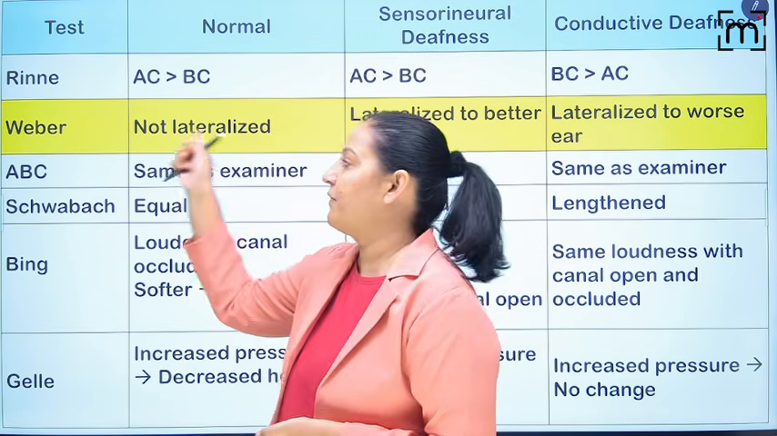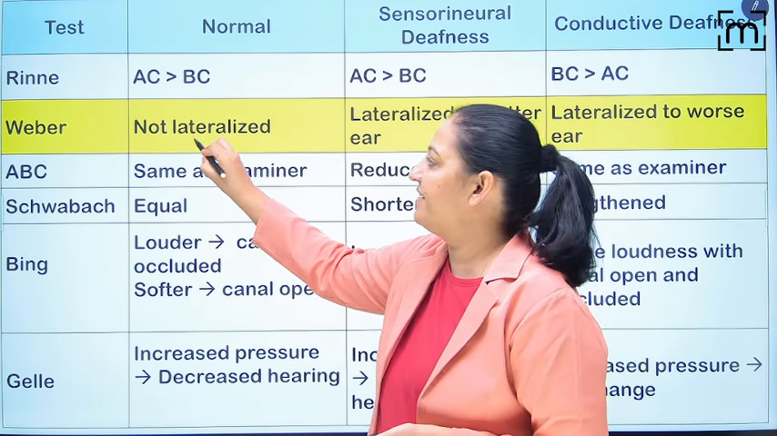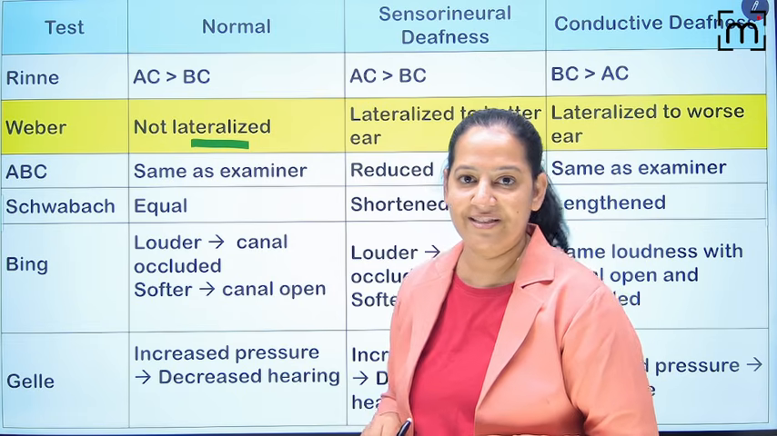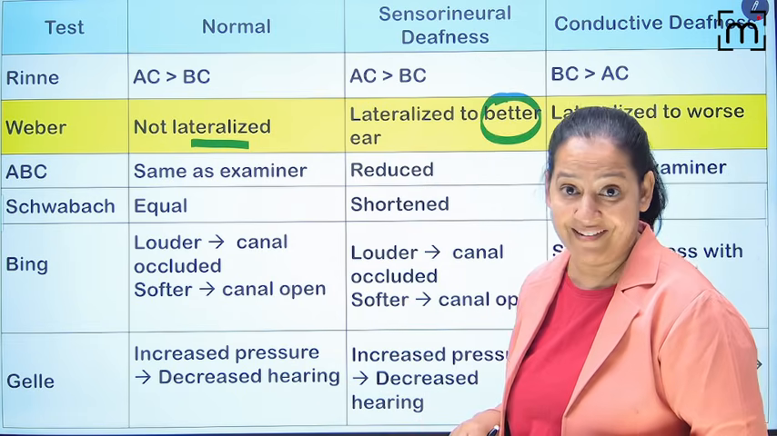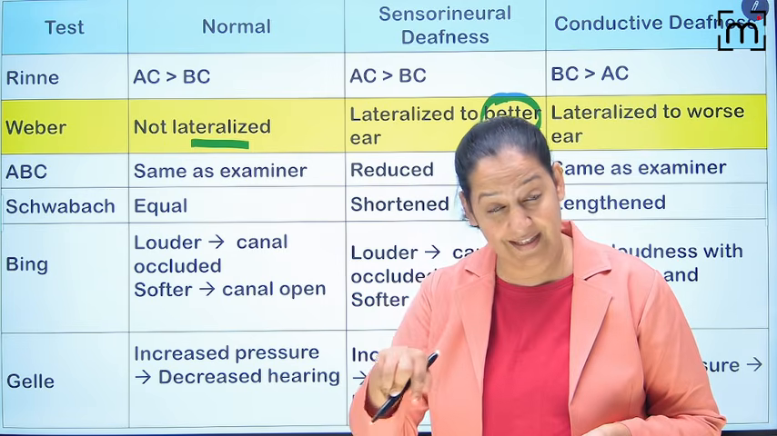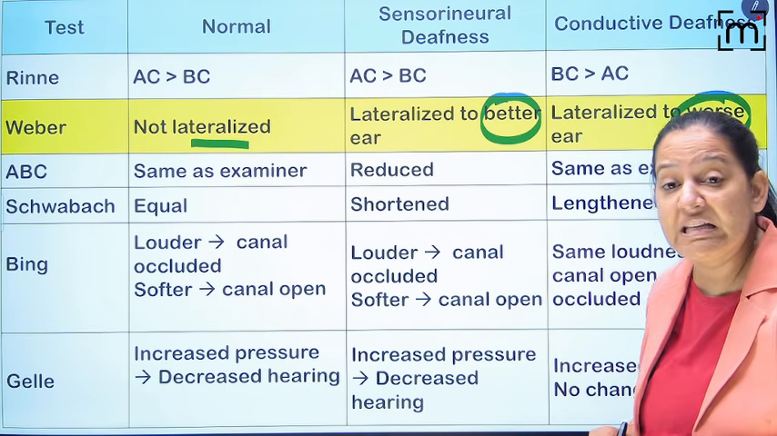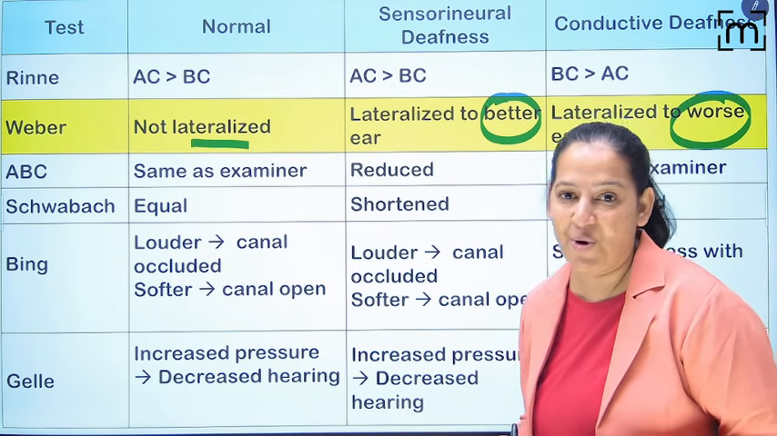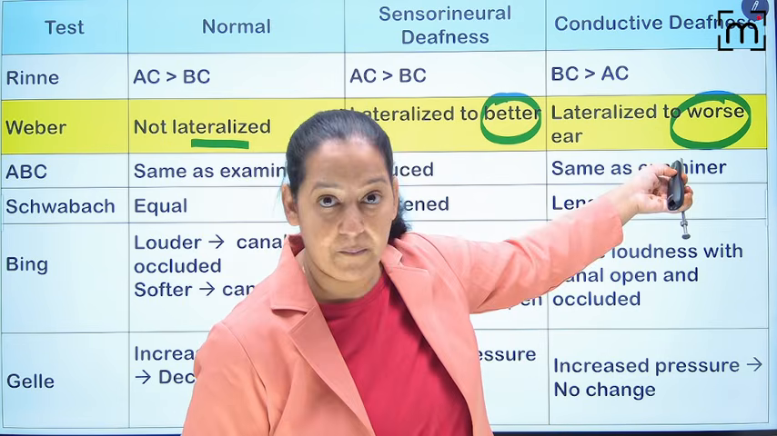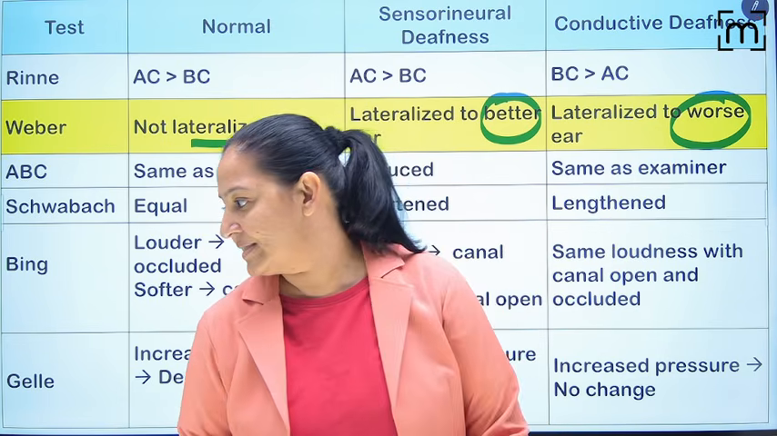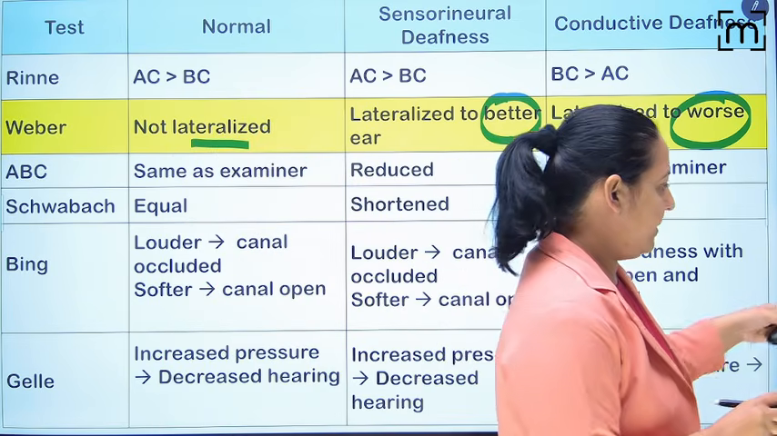So this is a summary of the Weber. Compare it with the Rinne. Here in Weber, normally it is not lateralized. In case of sensory neural, it is lateralized to the better ear, the good ear, the ear with less deafness. And in conductive, it is lateralized to the worse ear. The diseased ear hears better. On the contrary, paradoxically, the diseased ear hears better because of blockage of the background noise. Okay, got it, everyone? You want to see it in a patient model?